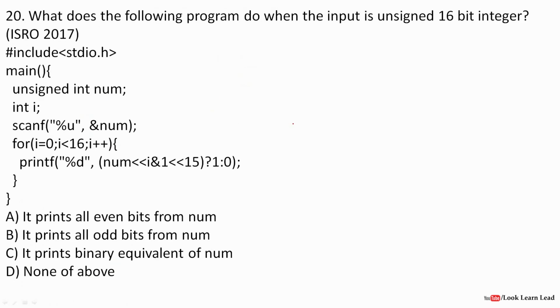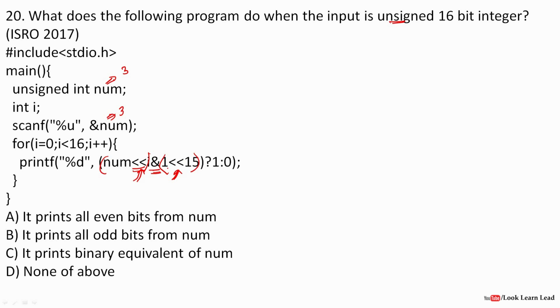Next, what does the following program do when the input is an unsigned 16-bit integer? Okay. So we are talking about an unsigned 16-bit integer over here. We have int num, a number. For our reference, I'll take the number as 3. Here we have two operators: one is the left shift, and another is a bitwise AND. The priority of the left shift operator is more. So first these two statements would be executed, and then an AND operation would be performed between these two.